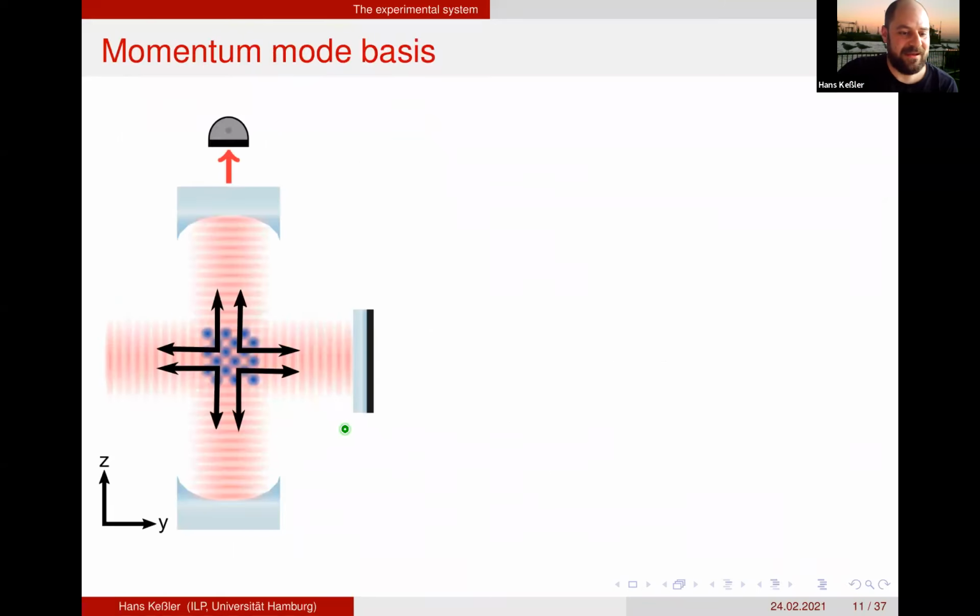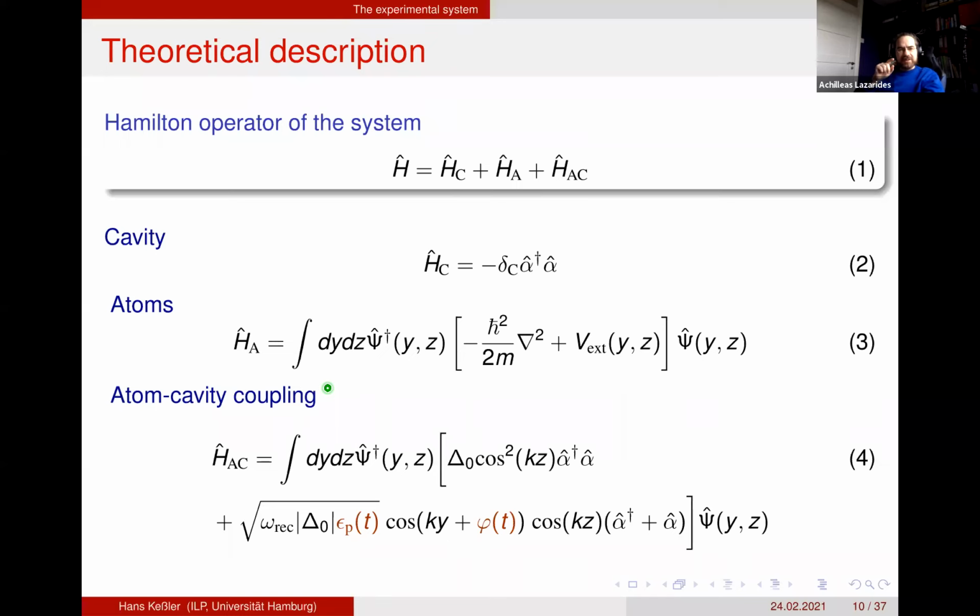So what happens? Sorry, can I ask a question? Yeah, sure. What is epsilon P of t here? Epsilon P of t is the field amplitude of the pump field of the transversal standing wave.